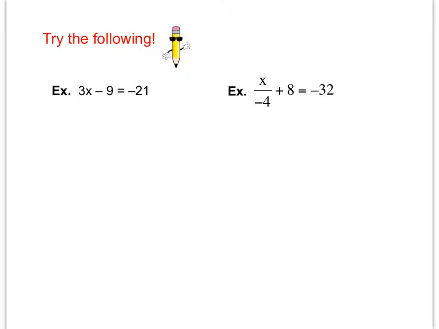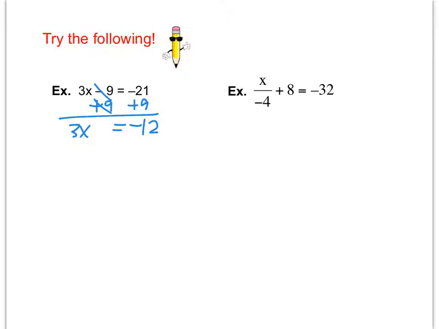Go ahead and pause the video and try both examples. In the first example, you should have gotten rid of the subtraction by adding 9. So that's my inverse operation. I'm going to bring down 3x. This equals 0. Now negative 21 plus 9 is negative 12.